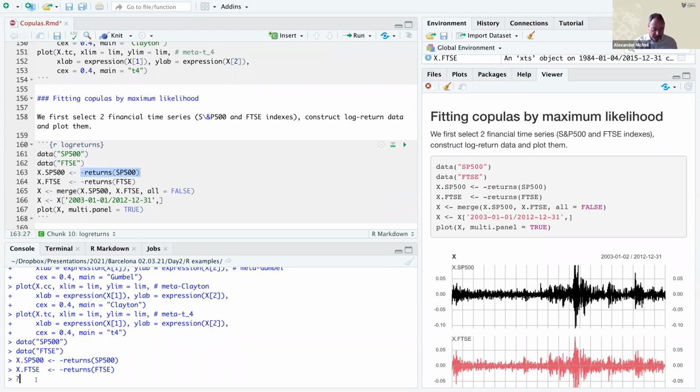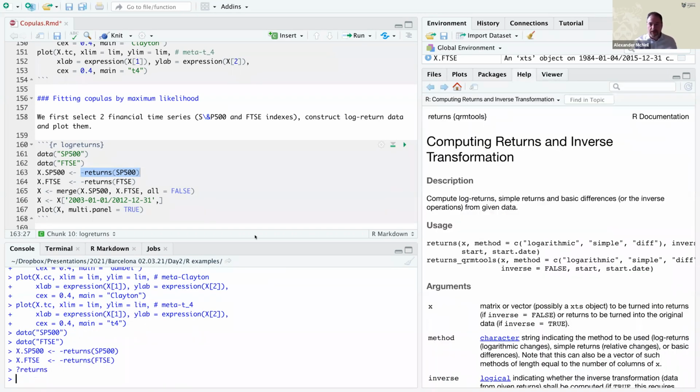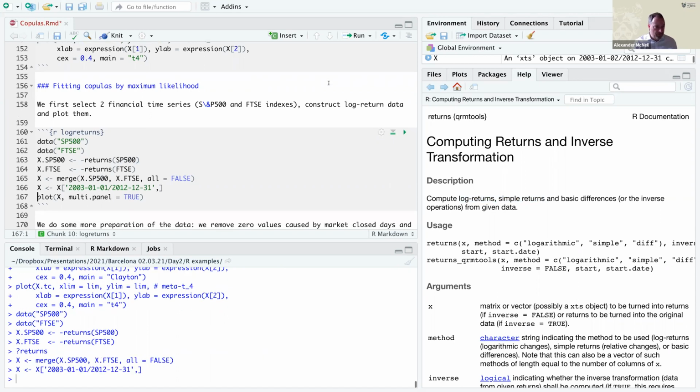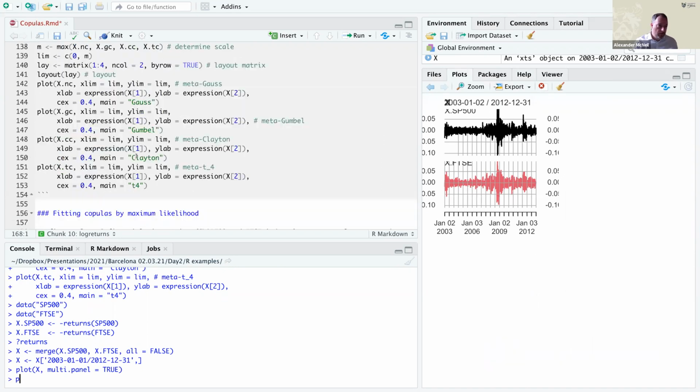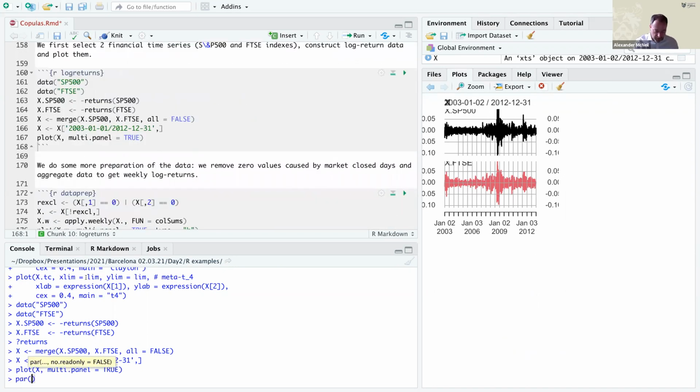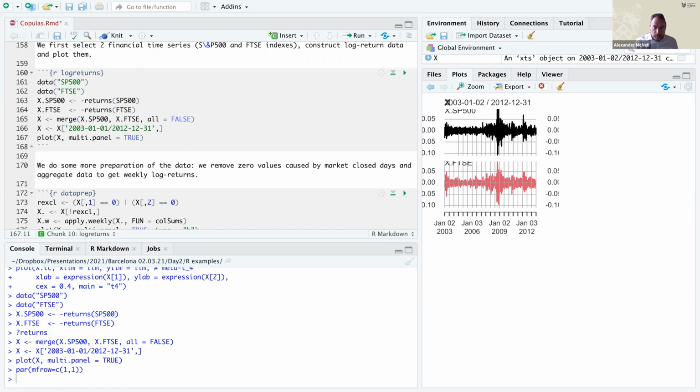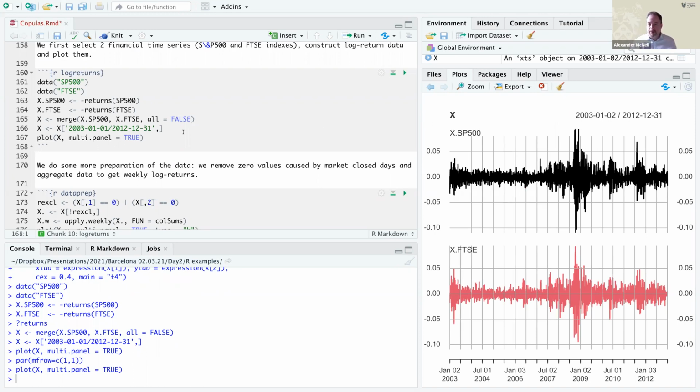This function here, returns, is in a package called QRM tools, computing returns like log returns and simple returns or basic differences for different kinds of risk factors. I then merge the two and I plot. And that's where you see, I'm just going to restore the plot to see if I can put this back. Yeah, I put the plot back to the full window.